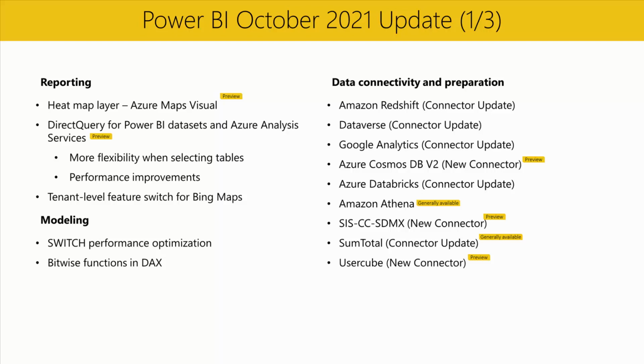Next, we've updated our DirectQuery for Power BI datasets and Azure Analysis Services preview feature with a few improvements this month. First, we're introducing more flexibility when selecting tables to include in your connection. This includes the ability to remove a table from your model using the field list, as well as the ability to specify which tables to load at all. We've also included performance improvements across the board. Yagun will take us through a demo of the additions to this feature.